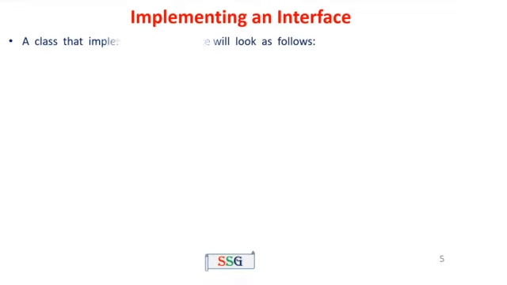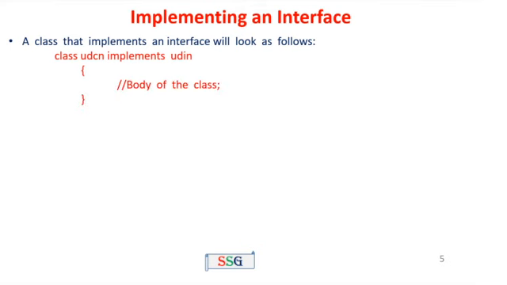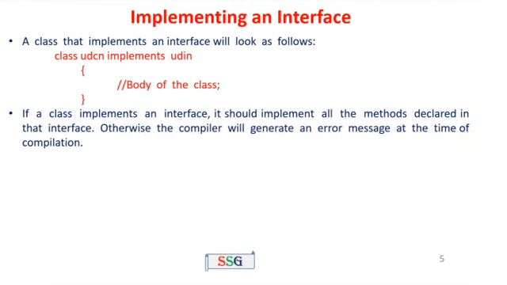The next one, how to implement an interface. A class that implements an interface will look as follows. That means class user defined class name implements user defined interface name, open curly brace, then the body of the class. Here, if the class implements an interface, it should implement all the methods declared in that interface. Otherwise, the compiler will generate an error message at the time of compilation. That means all the methods declared in the interface should be defined inside the class.